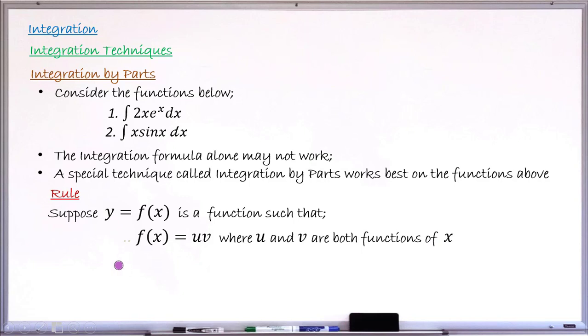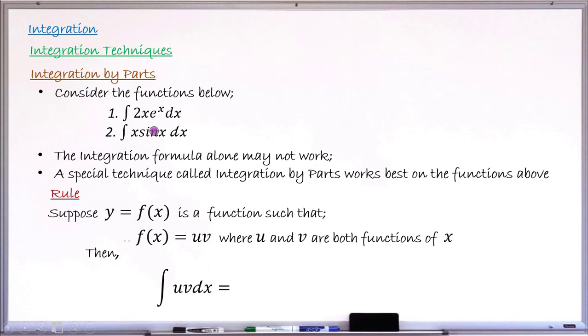Then if you are asked to find the integral of that kind of function y, which is now a product of two other functions u and v, just like in these two special cases, you can see 2x can be one function, e raised to x is another function, and the two functions are multiplied together. Similarly, in the second one, x alone can be one function, and sine x can be another function, and we are multiplying the two functions together. So this is a product of two functions. This also is a product of two functions.